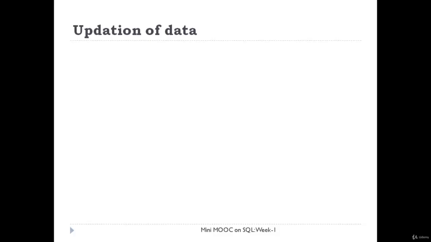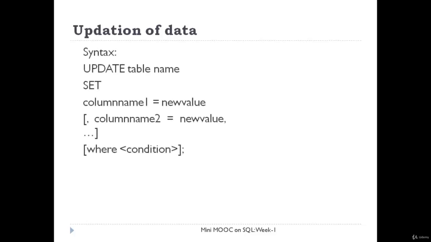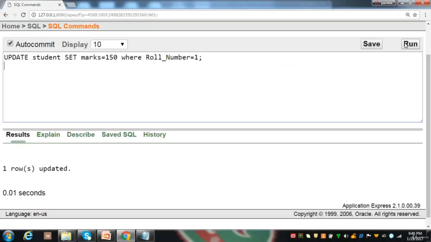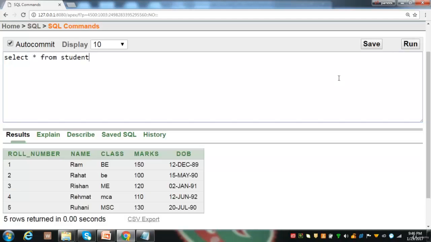Sometimes after insertion of data, there is a need to make modifications in data. For this, we have to use update statement and its syntax is update table name, set column name 1 equal to new value and so on. We can also use where clause to limit the operation to specific rows only. To change the marks of roll number 1 to 150, we can use this statement. Let us execute this statement. It shows one record has been updated successfully. We can always use select statement to verify its result. Yes, marks of roll number 1 has been updated to 150.